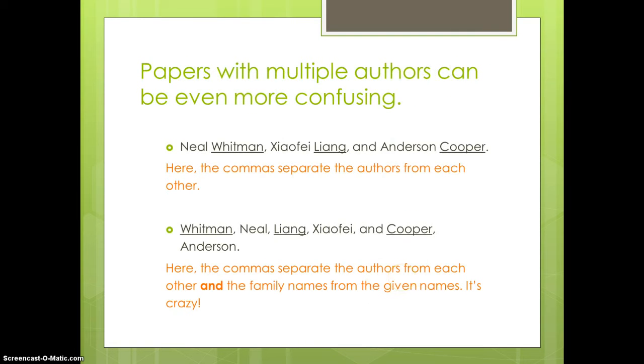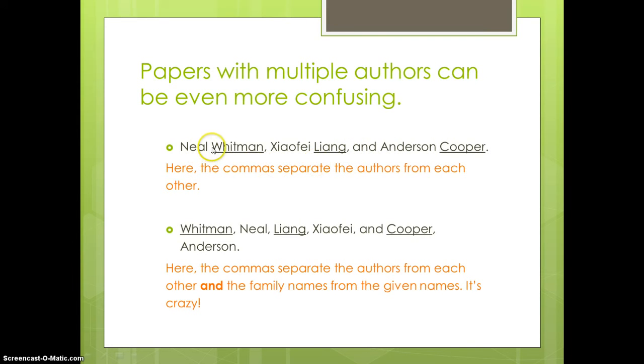Okay, now papers with multiple authors can be even more confusing here. So let's suppose that I wrote a paper with my fictional friend Xiaofei Liang and famous TV journalist Anderson Cooper, and suppose that the authors were written like this: Neil Whitman, comma, Xiaofei Liang, and Anderson Cooper. Well, the commas here are separating the authors' names. So I'm the first author, of course, then the comma, second author, comma, and third author.